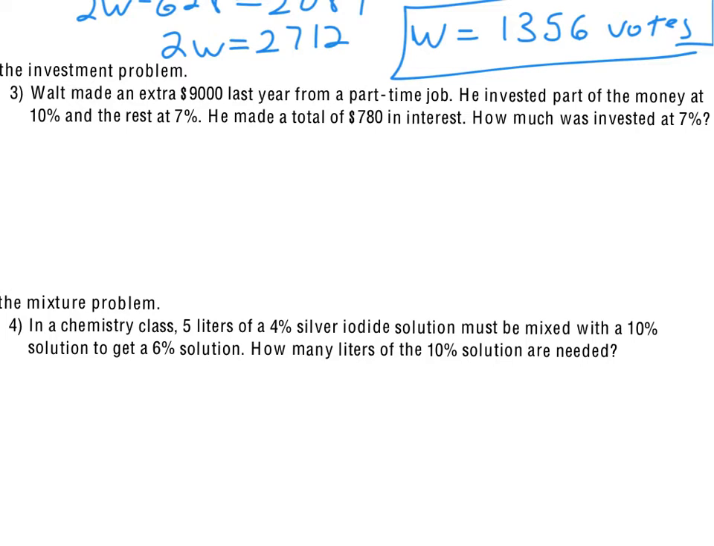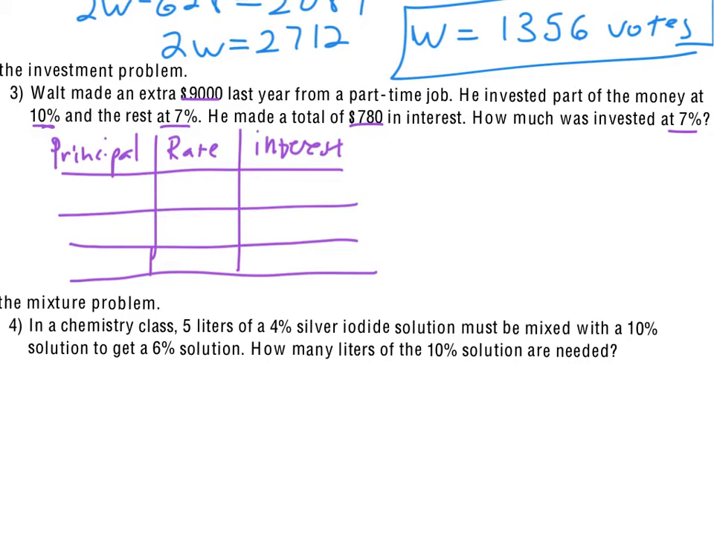Alright, so here we've got Walt, who made an extra $9,000 last year from a part-time job, invested some of the money at 10%, the rest at 7%, and made a total of $780 in interest. They're just curious how much he invested at 7%. Of course, we can find both, just about either one just as easily as the other. I'm going to go ahead and make a table, so I'm going to pause so you don't have to watch that whole thing.